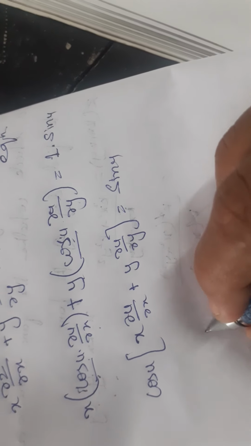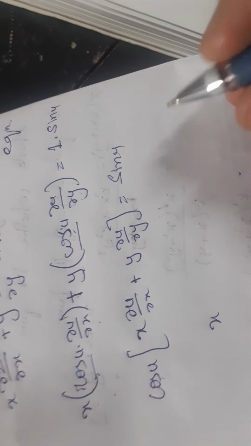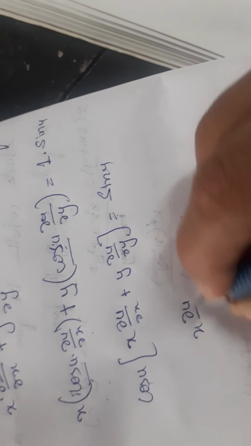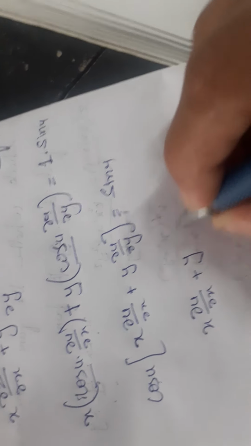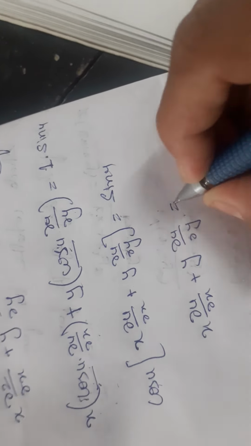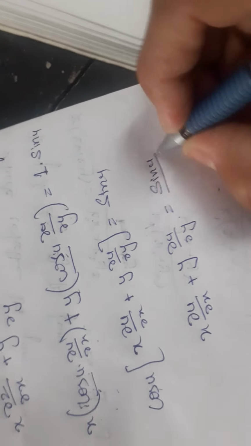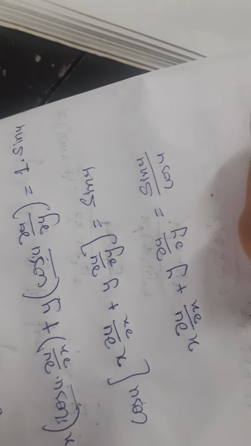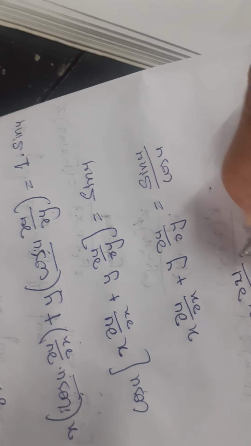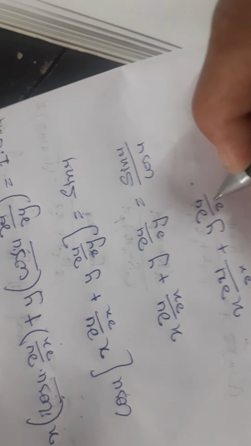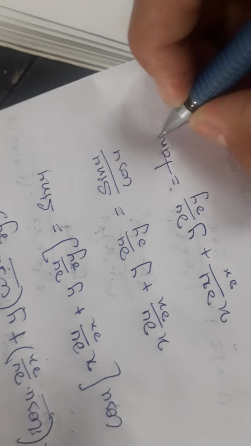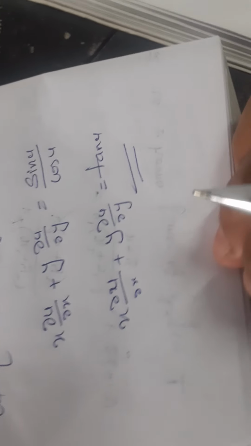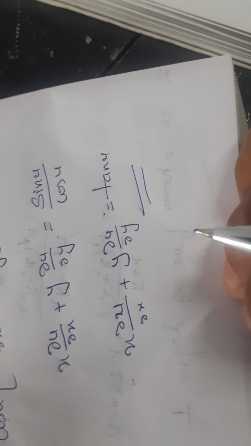Okay, so what I will do? I will shift this cos u to the opposite side. So x dou u by dou x plus y dou u by dou y is equal to sin u by cos u, which will become x dou u by dou x plus y dou u by dou y is equal to tan u, which is the required proof asked in our question.